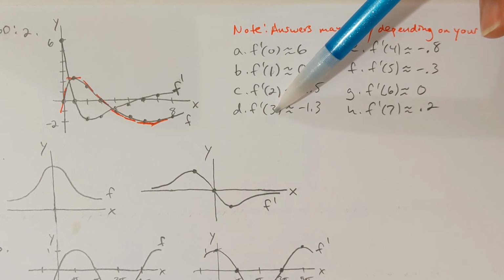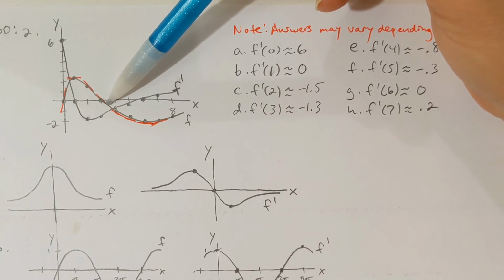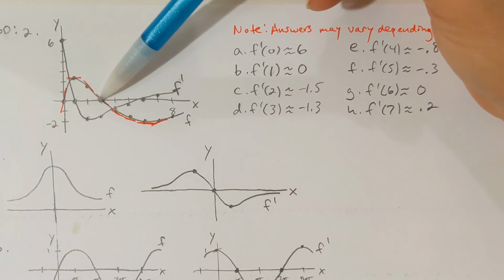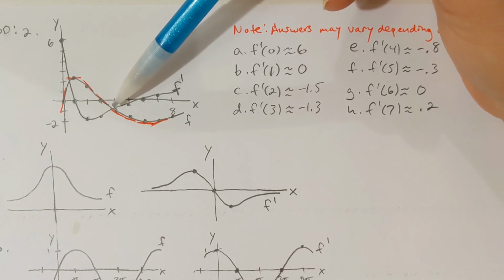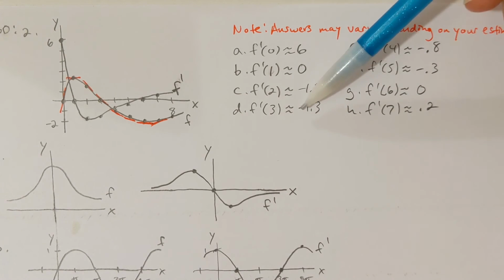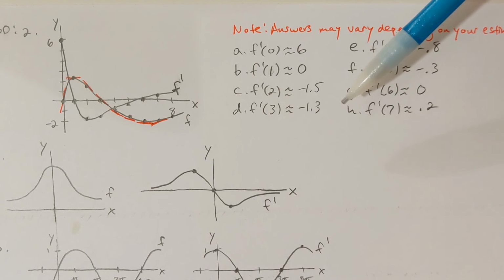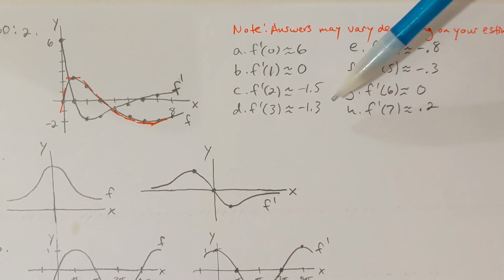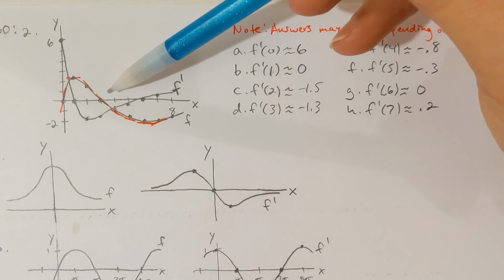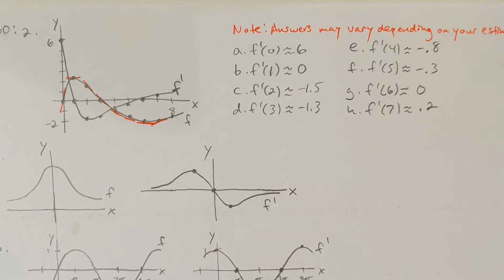Part D, f prime of 3. Well, here's 3. Now this slope is going to be a little bit more flattened out than the previous one. So I'd want a number that is going to be probably bigger than negative 1.5. I was calling this roughly negative 1.3. If you were calling it negative 1.4, negative 1.2 or something like that, sure, those are all fine. Okay, so (3, -1.3), that'd be the next point that I would plot right here.